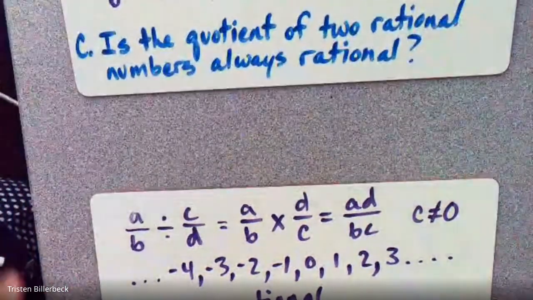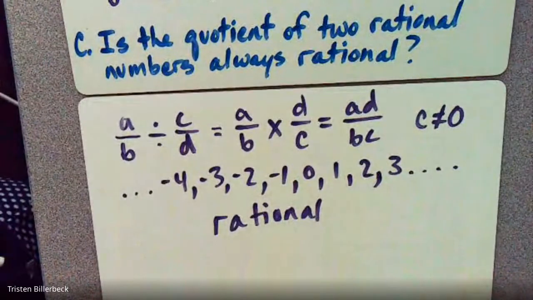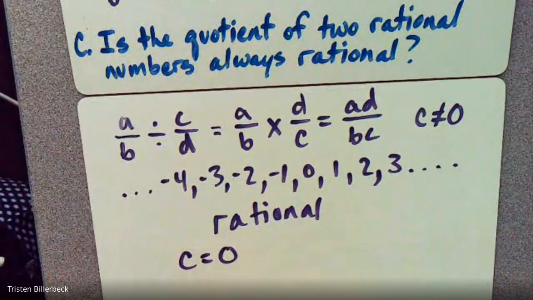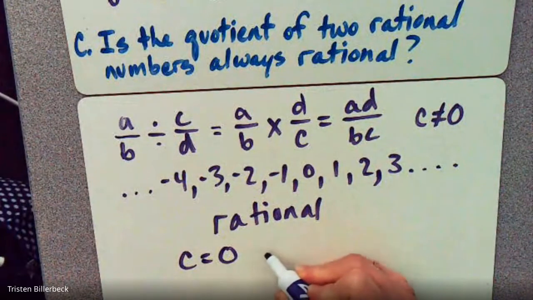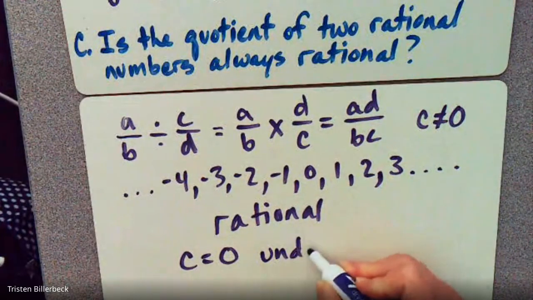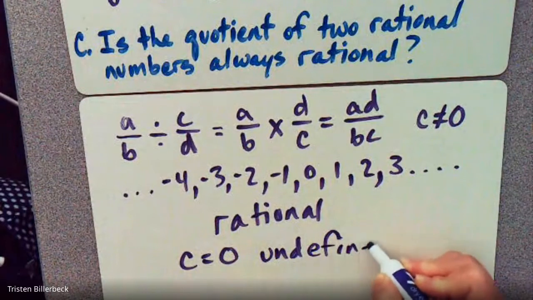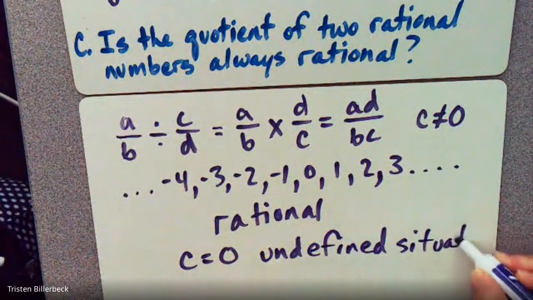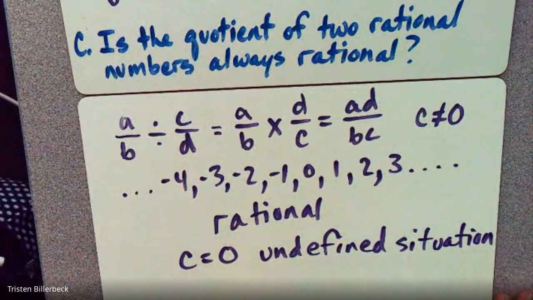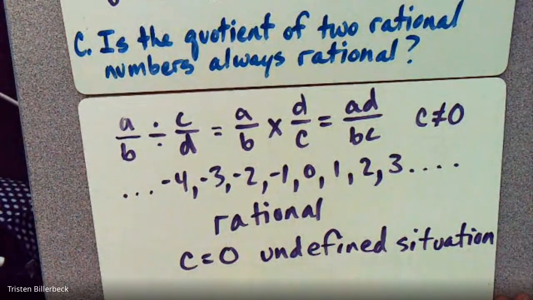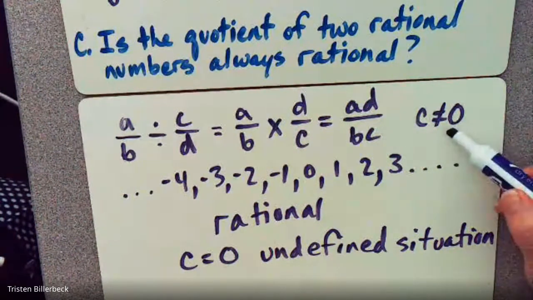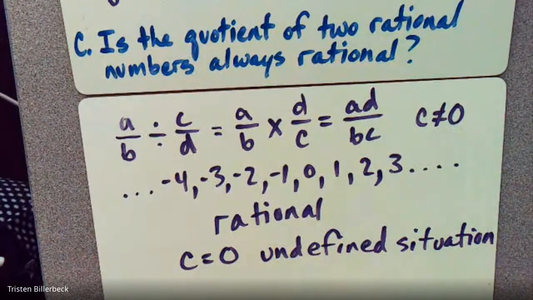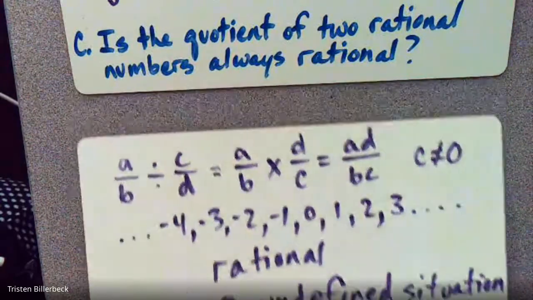If we do not specify that, if C equals zero, then we have an undefined situation because we have zero in the denominator. So it could be rational as long as C doesn't equal zero. All right, so let's look at the next one.